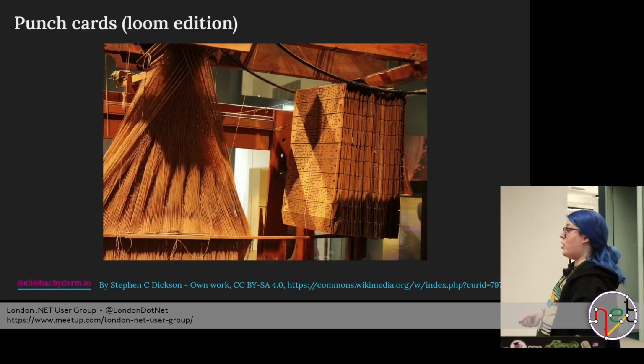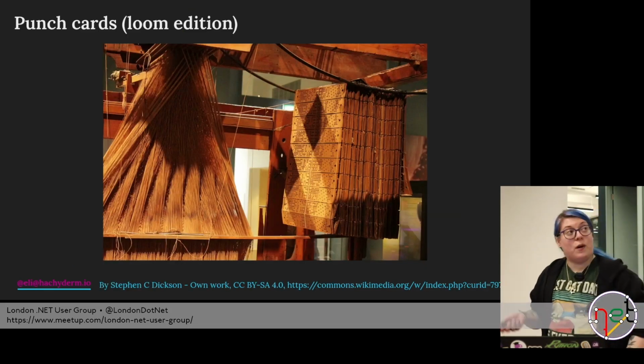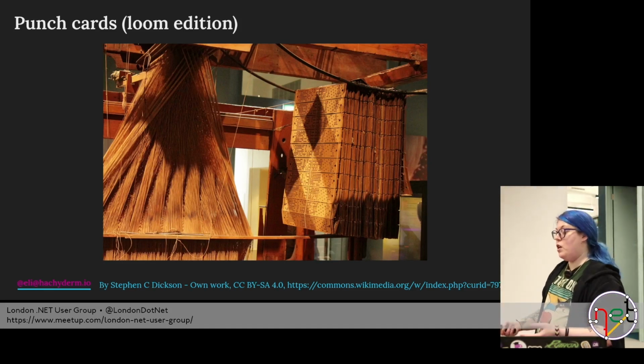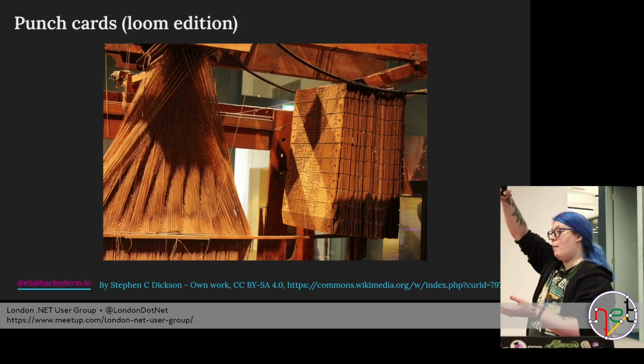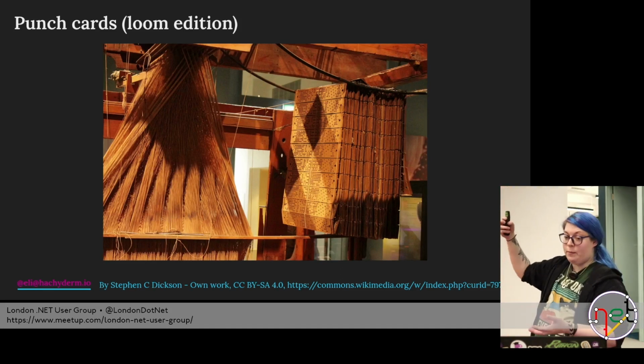And this is where we get punch cards from. So how this works is as follows. For each thread, you have a little hook that can come up and pick it up or not pick it up.